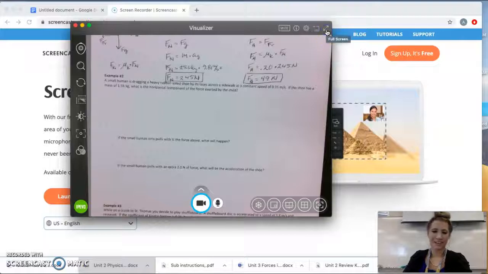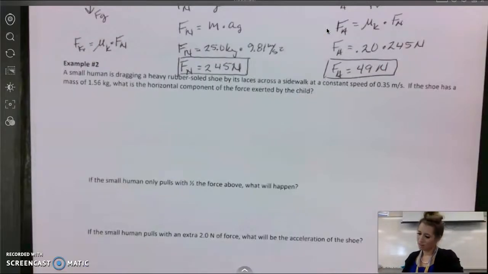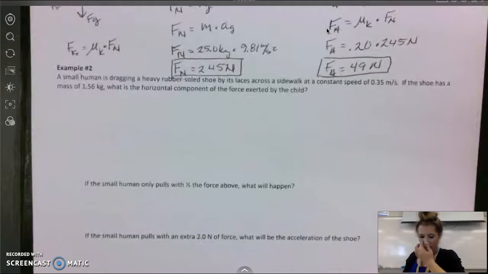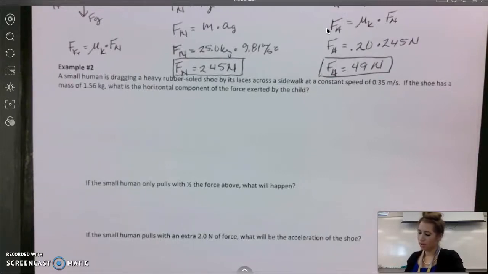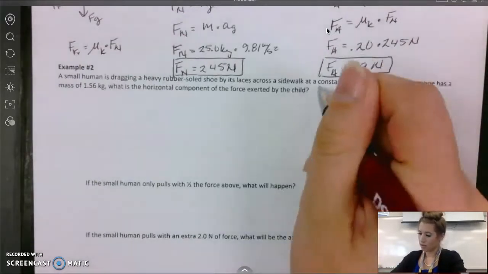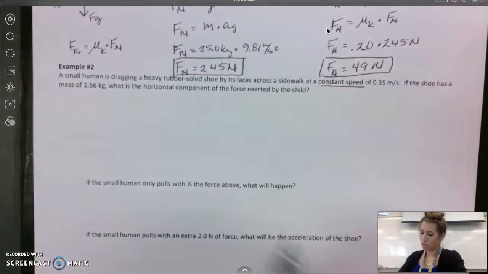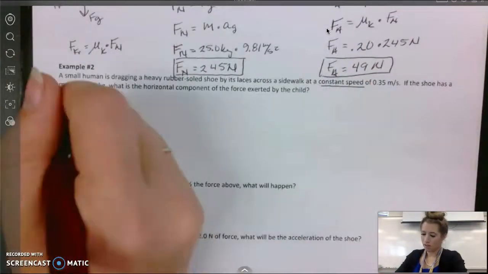Okay, let's look at example problem number 2. A small human is dragging a heavy rubber-soled shoe by its laces across the sidewalk at a constant speed of 3.35 meters per second. If the shoe has a mass of 1.56 kilograms, what is the horizontal component of the force exerted by the child? A couple things stand out to me: constant speed, and we know the mass of the object.